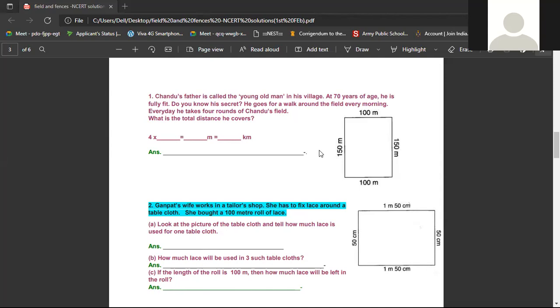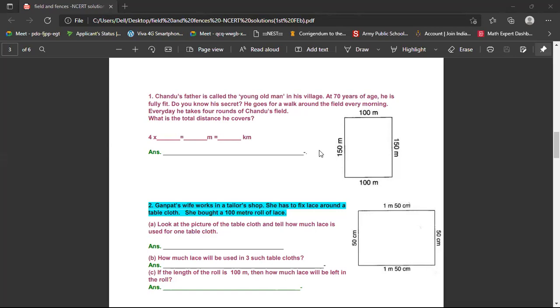He goes to walk around the field. 100 meters, 100 meters, 150 and 150. What is the total I am asking? Total boundary of the field. 100 plus 100, 150, 500 meters, sir. Okay, all are accepting it is 500 meters. Pallavi is saying 500. So you all are accepting 500. I too will accept that it is 500. Simple addition.